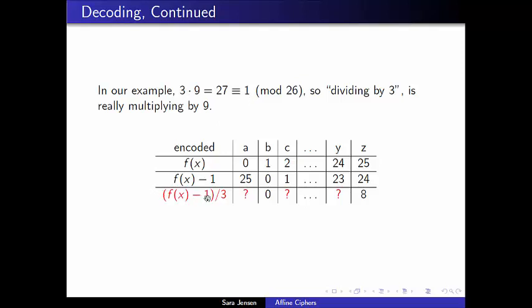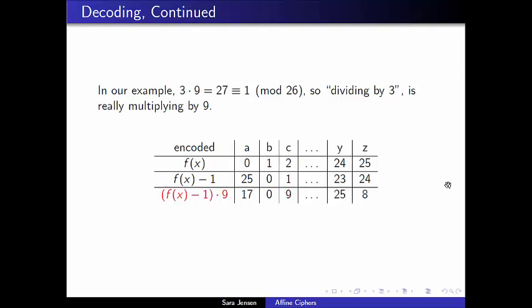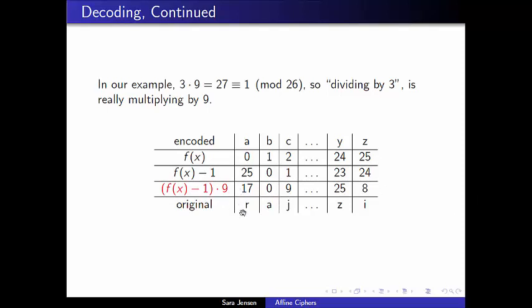So here where I had this divide by 3 row and I didn't know what to do on some entries, it becomes much more clear what to do if I instead take the previous row and multiply by 9. Now there's no more question about what I need to do in those columns. And the last step is easy peasy. Just do a reverse lookup of these numbers. 17, that's R. 0, that's A. 25, that's Z, and so on.